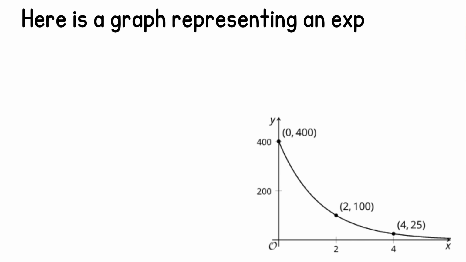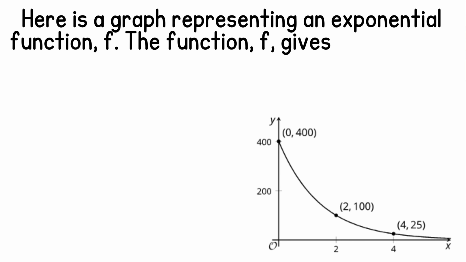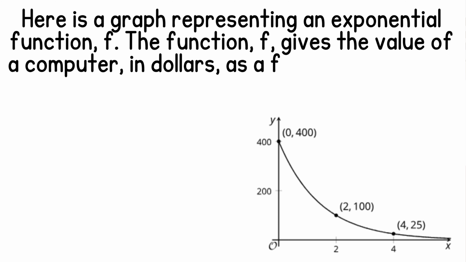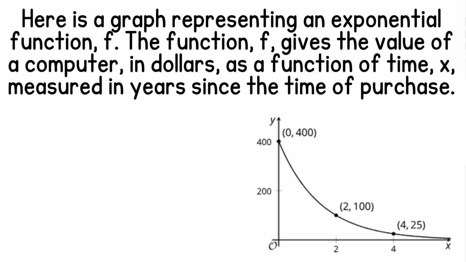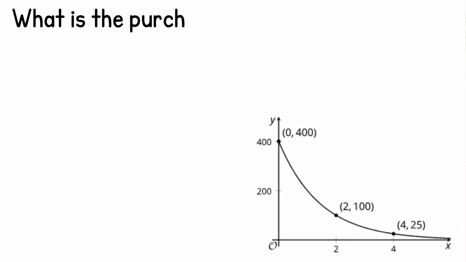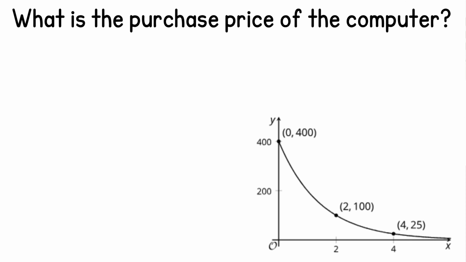Here is a graph representing an exponential function f. The function f gives the value of a computer in dollars as a function of time x measured in years since the time of purchase. So when we look at our graph, we can see that the x-axis represents the time and the y-axis represents the value. We want to know what is the purchase price of the computer. Well, this is shown when x is equal to 0, so this is the y-intercept, which gives us a value of 400. So the computer was $400 when we purchased it.